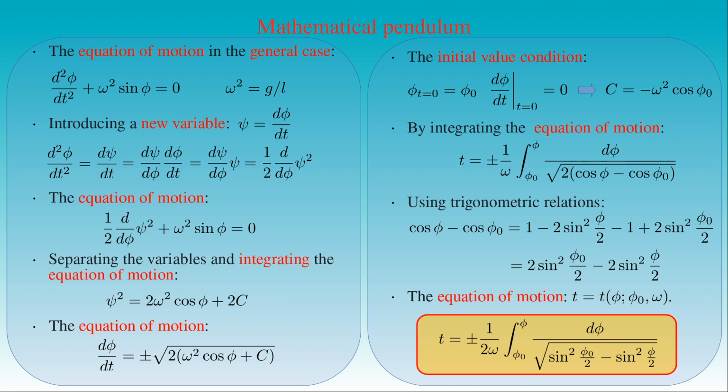The parameters of the equation are the minimum or the maximum angle phi 0 at the turning points, and the constant omega depending on the gravitational field at the place of the pendulum and the length of the suspension string of the pendulum. In order to transform the equation of motion into a more convenient form, we will change the variable of the integral in its right-hand side.